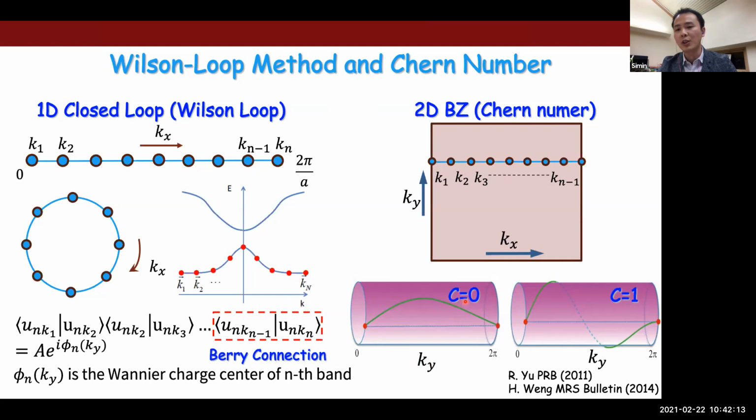The Chern number is equal to the Weyl number. For this case, the Chern number is 0, so this is a topologically trivial case. For this case, the Chern number is equal to 1, so this is a topologically non-trivial phase.